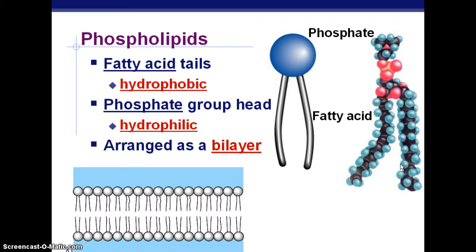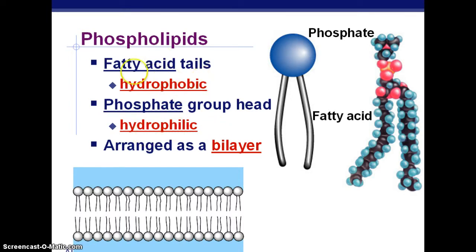The phosphate head is hydrophilic, right? So the prefix hydro means water. Philic means it coincides or gets along well with, whereas phobic, you can think about phobias, the fear of, right? Hydrophobic is opposed to water. Hydrophilic works well with water.